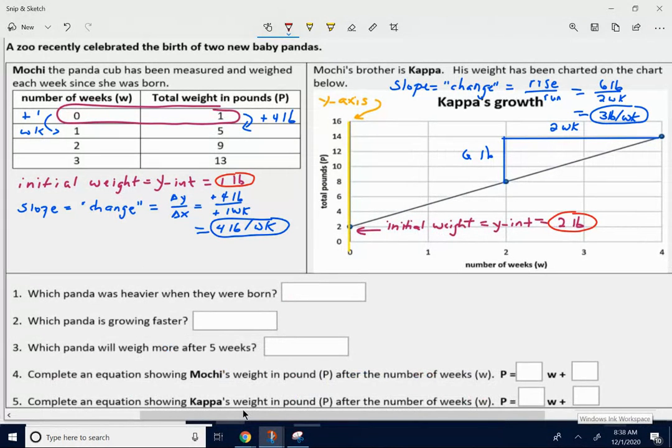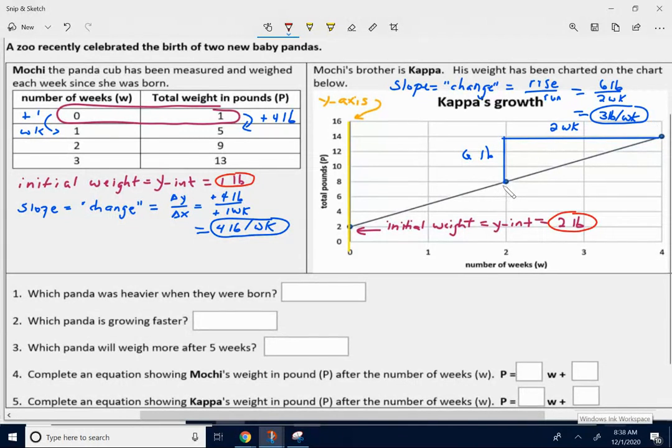Which panda is growing faster? For change, that's slope. That's how fast the weight is changing. So if you look at the y values of the table for Moki, they're going up 4 pounds. The x values are going up 1 week. So Moki is changing 4 pounds every week. That's slope.